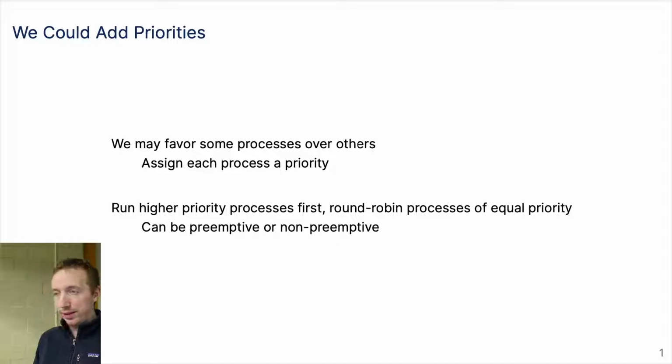So if we add priorities, that means we want to favor some processes over other processes. So if you assign each process a priority, then you have to decide what you want to do with that. Do I always want to run processes at a higher priority, or maybe I just want to run them for longer, or what does that even mean? So if you do decide to just run higher priority processes first, you could just round robin all the processes of equal priority, and then after those are all done or sleeping or blocked, then you can move down to the next lowest priority and round robin all of those and go through that, and that is one valid thing you could do.